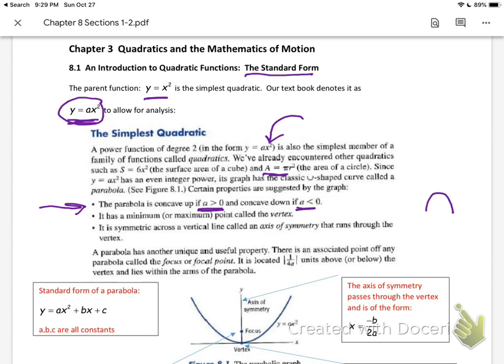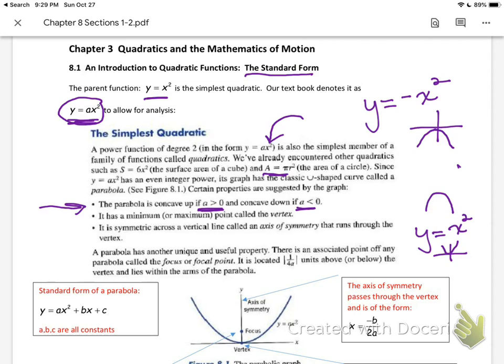So if I had y equals, let's just say, negative x squared, so a is negative 1, that would look like this. And it touches right here at 0, 0, even though my sketch did a poor job of doing that. The other one, y equals positive x squared or positive ax squared, is the one we're speaking about now, concave up.